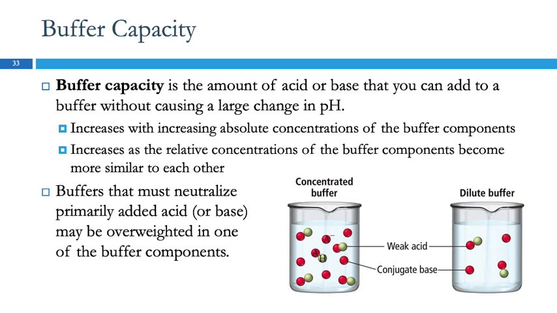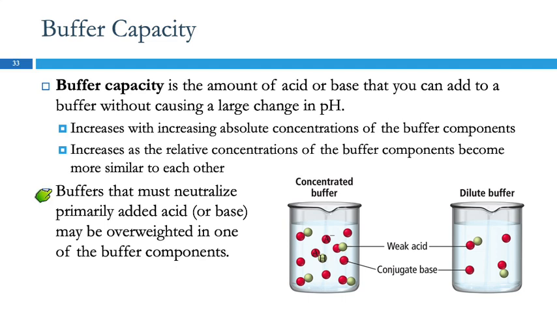So we talked about buffer effectiveness. Buffer capacity is the amount of acid or base that you can add without causing a large change in pH. Buffer capacity is kind of a qualitative thing, not a quantitative one, because how do you define large? But the buffer capacity, how much it can handle, will increase with increasing absolute concentrations, and it will increase as the relative concentrations become more similar. So the same two things that made a buffer more effective also give it a higher capacity.